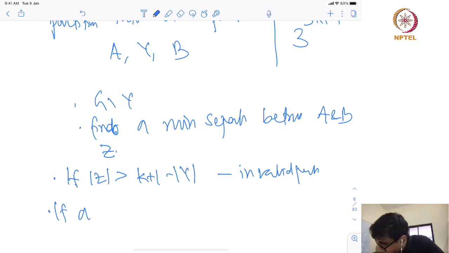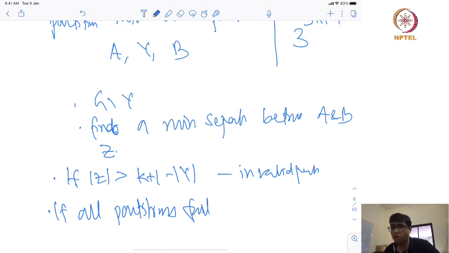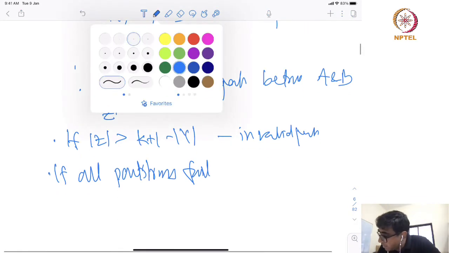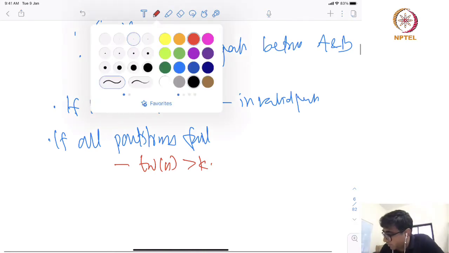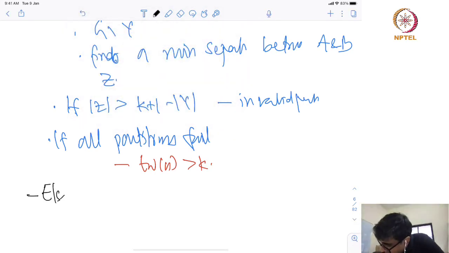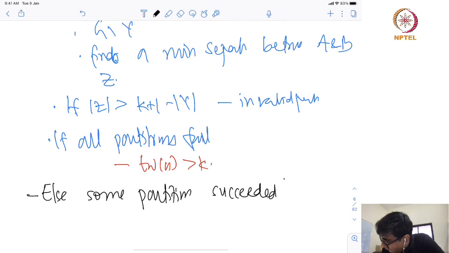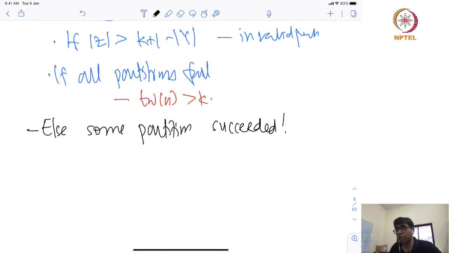if all partitions fail, what do we know about it? We know that if the tree width has at most k, then there exists a good partition. So, if all partitions fail, we can immediately conclude that tree width of G is more than k. Else, some partition succeeded. And even if one partition succeeded, you can make progress.